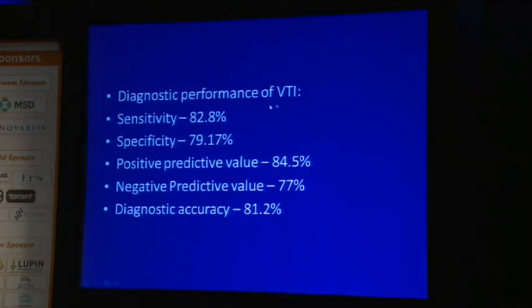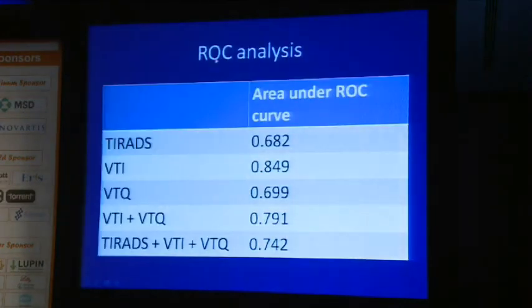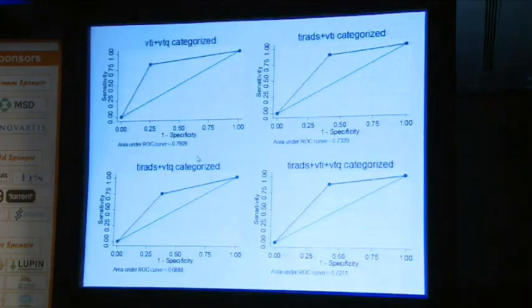Whereas with the performance of VTI, when we looked at just the imaging qualitatively, the sensitivity and the specificity were much higher. The ROC analysis showed better performance of VTI compared to TIRADS and VTQ, and this was to our surprise. This is very interesting in that this is where VTI can act as a problem-solving tool.